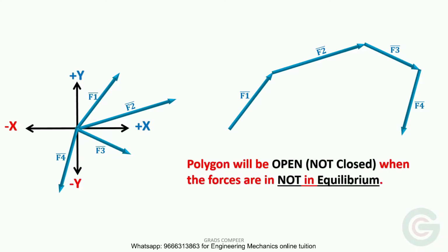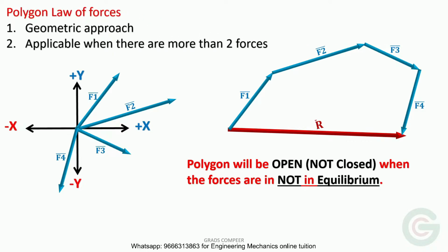Now here we can observe that the polygon is not closing. This indicates that the forces are not in equilibrium. If these forces are represented by the sides of the polygon, then their resultant force will be represented by the closing side of the polygon taken in the reverse order. This is called the Polygon law of forces.